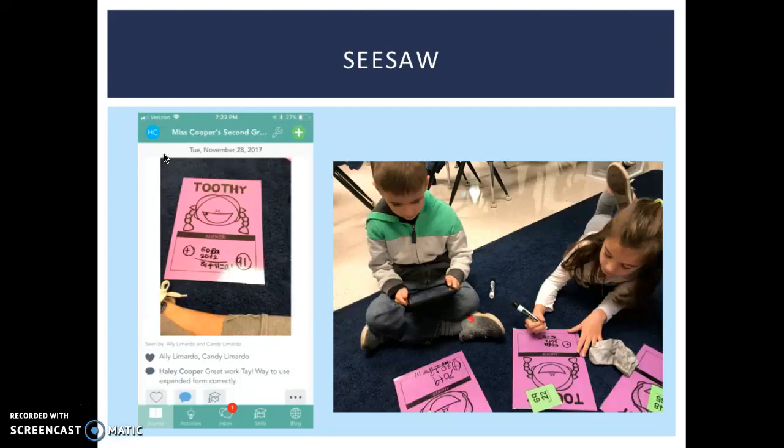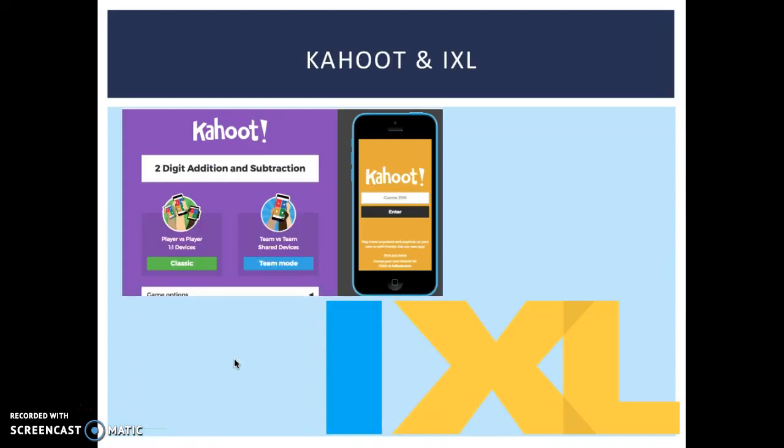Students were able to get immediate feedback from me as well as their parents, as you can see right here, and their peers. They had to go and comment on their peers' work and give them a grow and a glow. The other 2 apps that we used were Kahoot and iExcel.